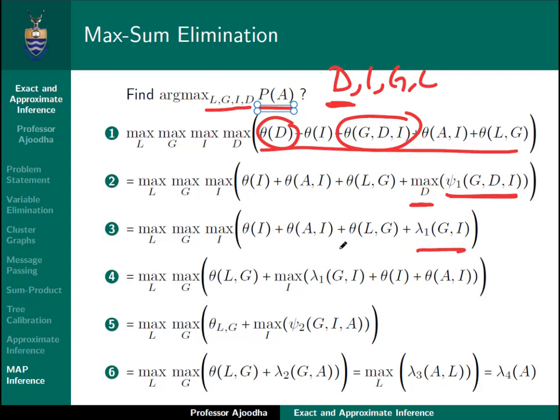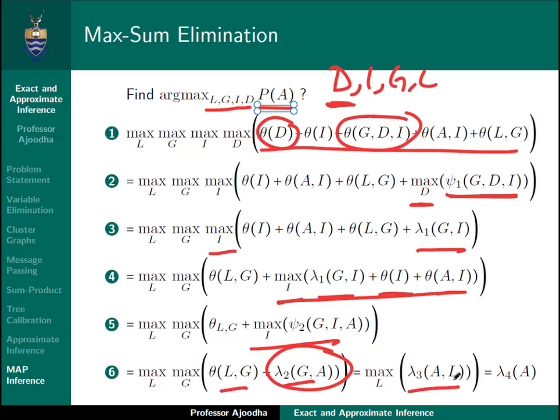Now the next one to go is I, so we group all of the I's, and there's quite a lot of them. All of these involve I. We max out I, and you end up with lambda GA. Then we do G. These two both have to do with G, so we max out G, and we end up with lambda 3 AL. Finally, you max out L, which gives you lambda 4, which is A. This gives us a very nice way of doing maximization, and this looks exactly like variable elimination. Only thing is now we don't have products, we have summations, and we don't have marginalization, we've got maximization.